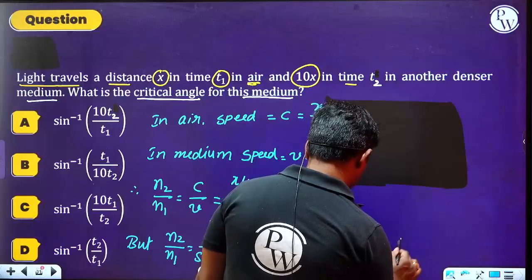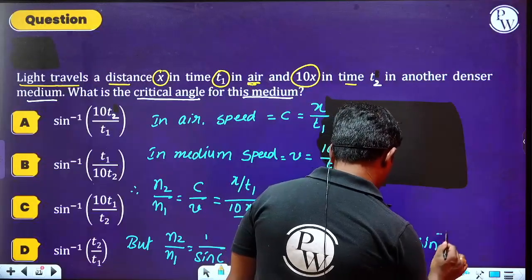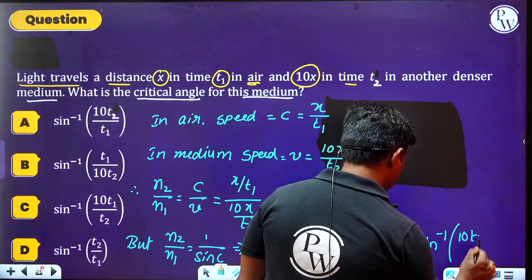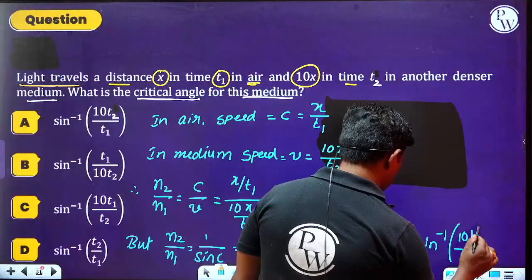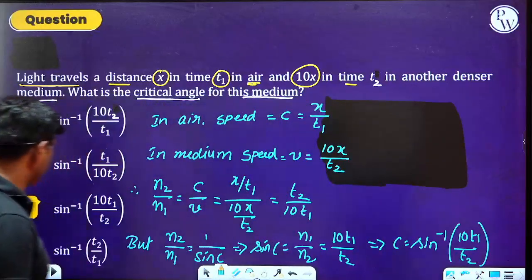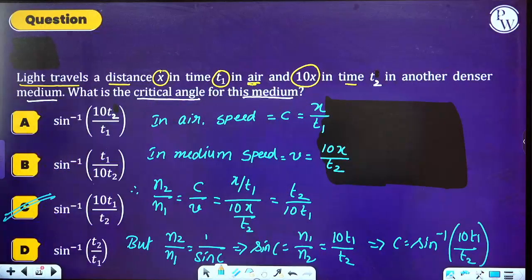Therefore, c is equal to sine inverse of 10 t1 divided by t2. Hence, we can select option C as the right answer.